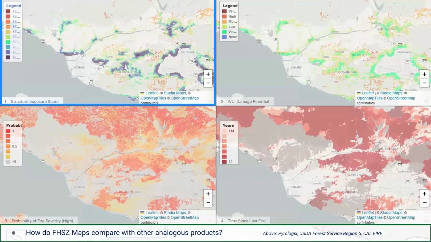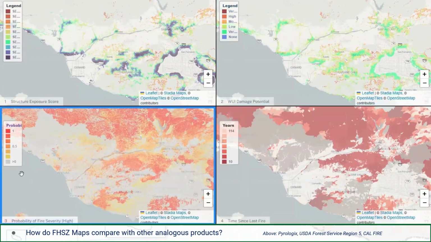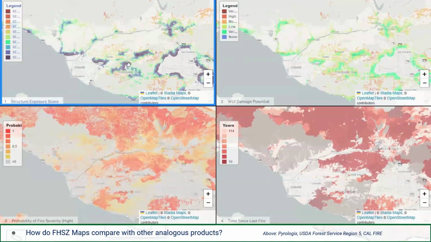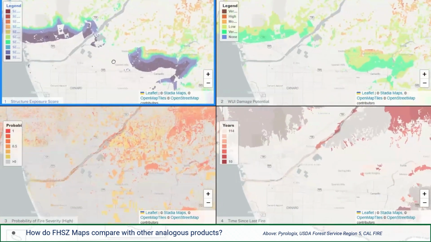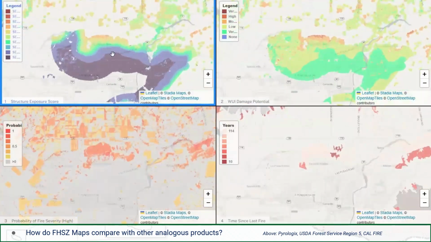Before moving on, if we're curious how these fire hazard severity zone maps compare with other analogous products: yes, the state creates these, but are they good, or do they say the same thing other products do? I took a quick video of data products created by a company called Pyrologix. What you're seeing is structure exposure score on the top left, WUI damage potential on the top right, probability of high fire severity on the bottom left, and then the time since the last fire. The idea is that you're seeing a trend, a consistency, between all these maps. And if you were to compare them with the new fire hazard severity zone maps, you would also see consistency, I promise.